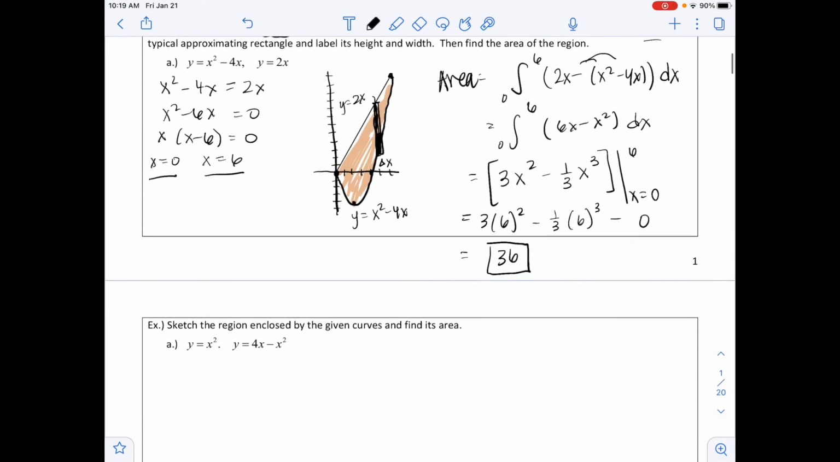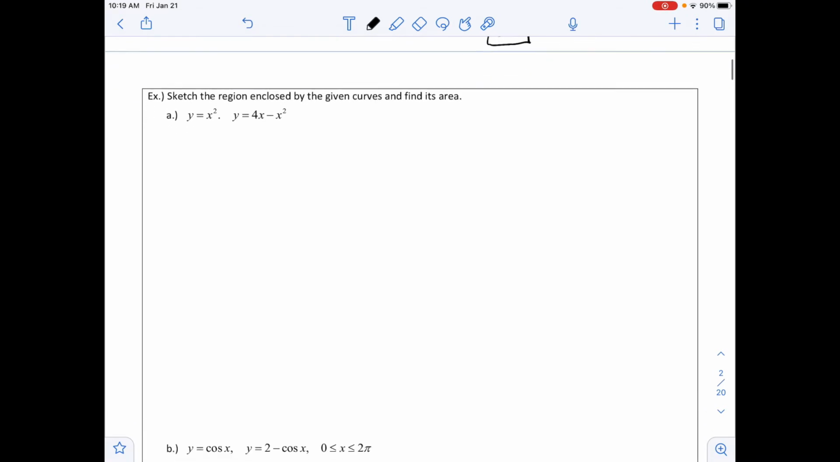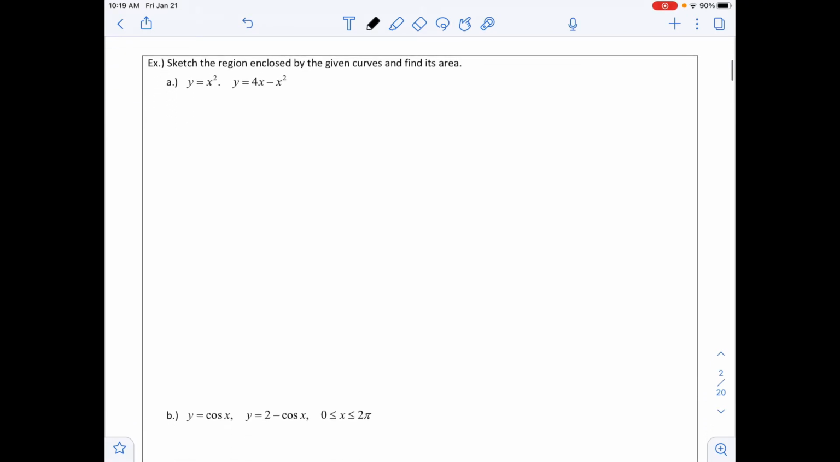On the next page, we have another example that says sketch the region enclosed by the given curves and find the area. So for the first one on here, we have a parabola and another parabola. So we're going to go ahead and sketch this. And again, it does say enclosed. So in order to do this, we need to set these equal to each other. So we have x squared is equal to 4x minus x squared.